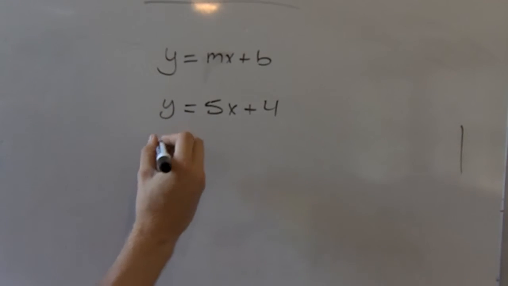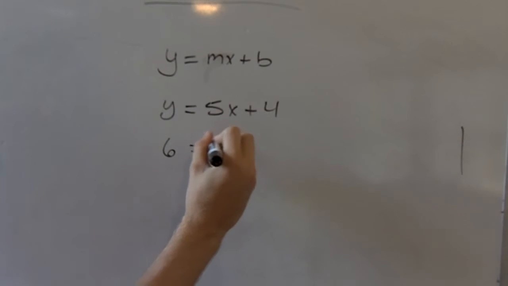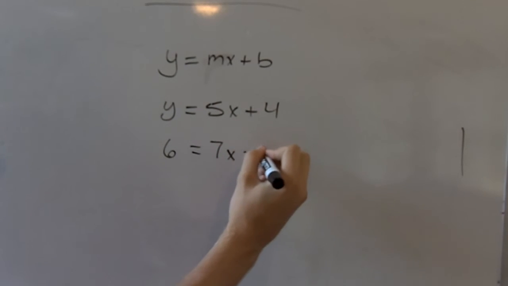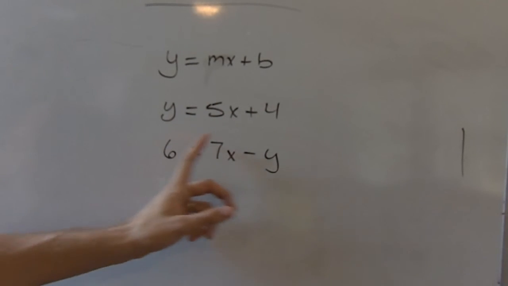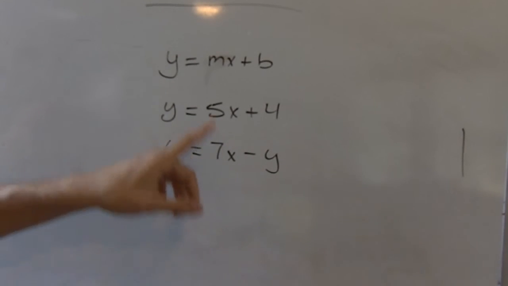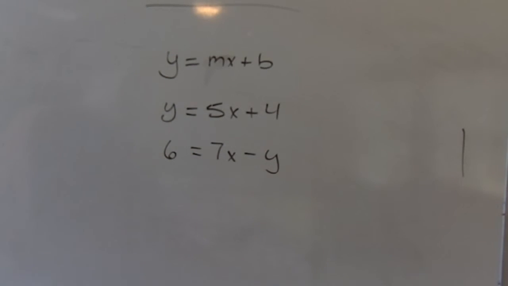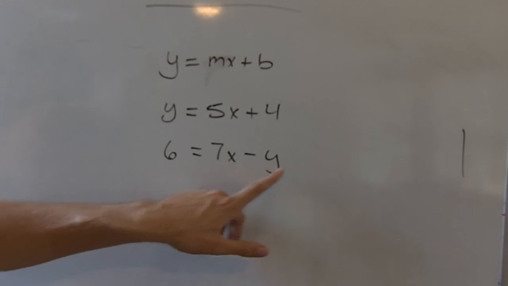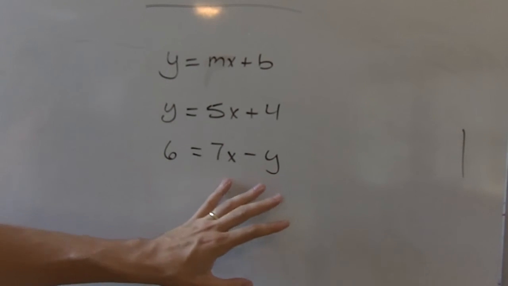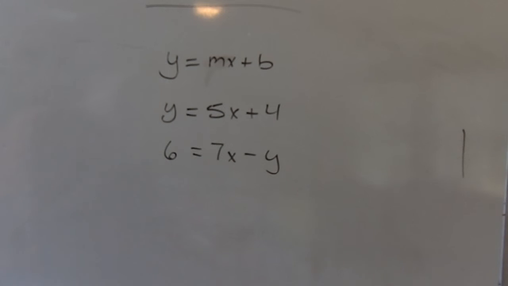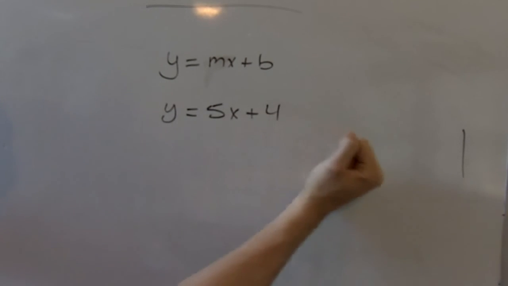For example, you might have something like 6 equals 7x minus y. I can take this and manipulate this equation to be in y equals mx plus b form. That's okay. This is still a linear function. There are no exponents on my variables. I have two different variables. They are in separate terms, and I can write it in y equals mx plus b form, and x is not in the denominator of a fraction. So that's how you identify a linear function, something we have gone over before.